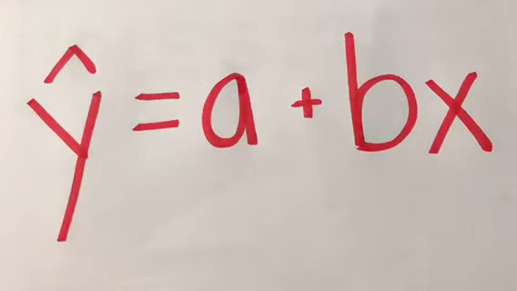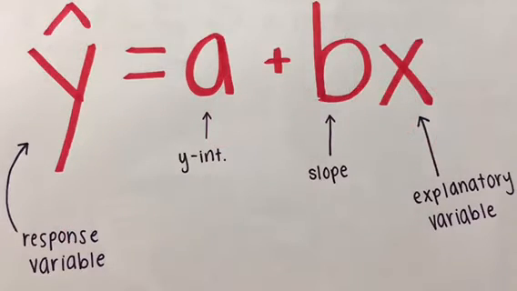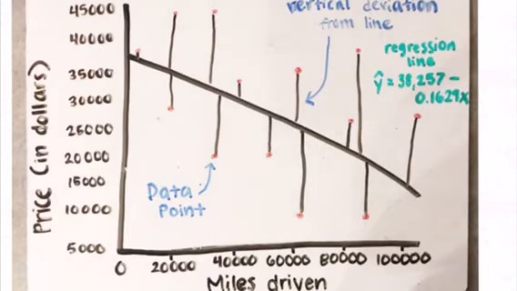The least squares regression line is y hat equals a plus bx. Y hat is the predicted response variable, a is the y-intercept, b is the slope, and x is the explanatory variable. Always remember to put a hat on top of the y to indicate that it is predicted. Here's an example of a least squares regression line from the computer output from slide 2.